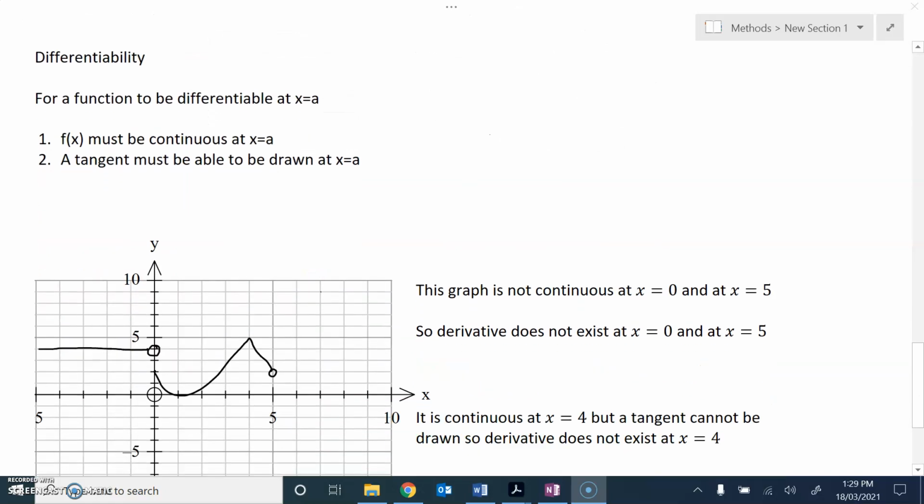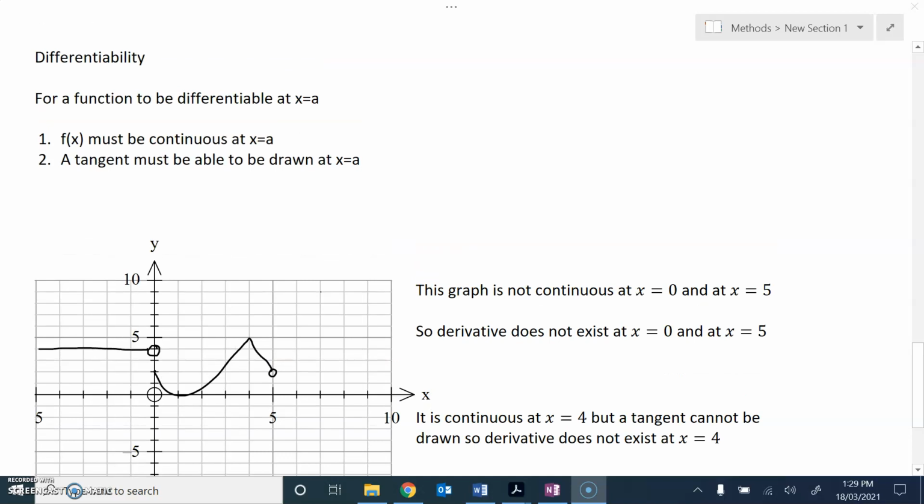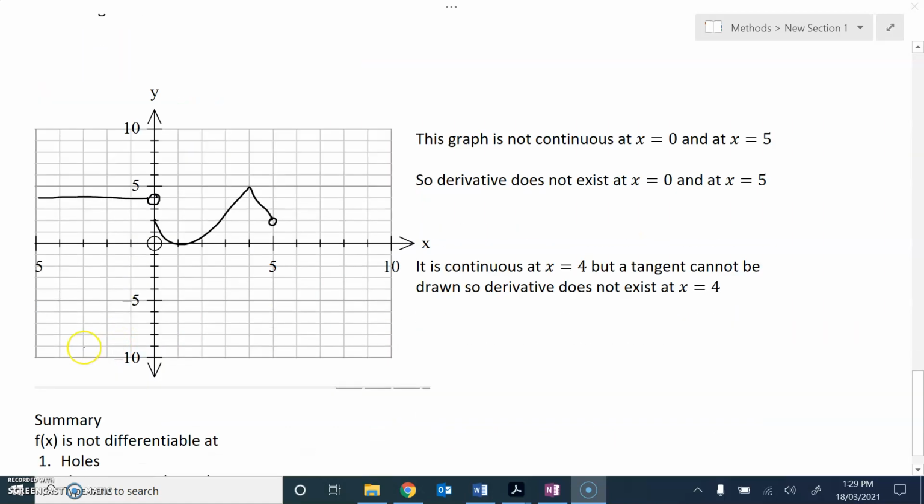And that leads me on to talking about differentiability. For a function to be differentiable at x equals a, the function must be continuous at a, and a tangent must be able to be drawn at a. So look at my little graph here. I've just drawn this by hand. Got a straight line coming and it's approaching, and you'll notice there's a discontinuity here. I have to lift my pencil at x equals 0. So x equals 0 here. I have to lift my pencil. Then it starts back up.